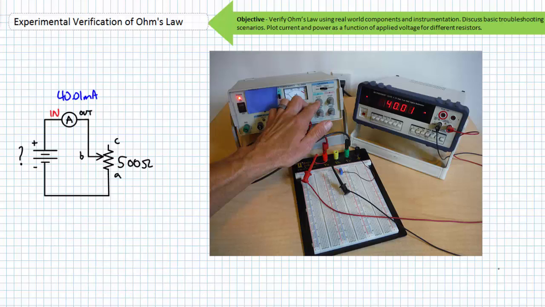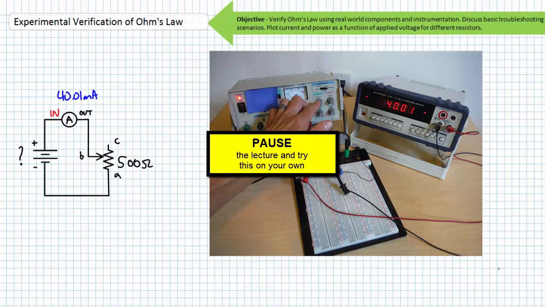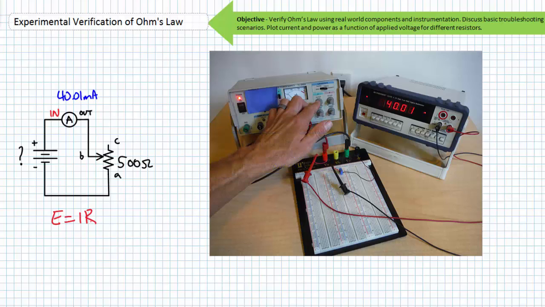What is the voltage drop across this resistor? Notice I covered up the analog needle meter to prevent you from cheating. Not that that would help, because we've already demonstrated these meters are a lot like your lab partner, hopelessly inaccurate. Pause the lecture and see if you can determine the voltage drop across a 500 ohm resistor with 40.01 milliamperes going through it. A reconfiguration of Ohm's law states that voltage is equal to current times resistance. 40.01 milliamperes times 500 ohms yields approximately 20 volts.